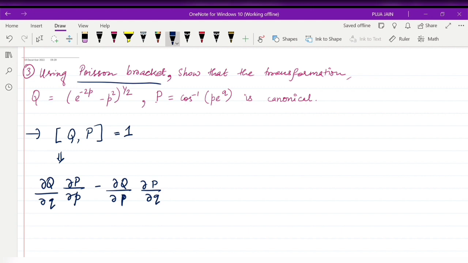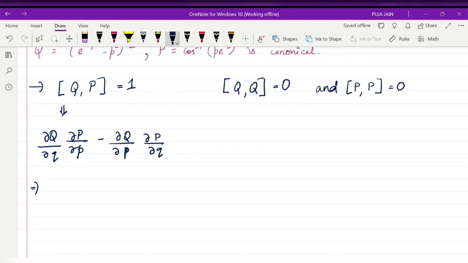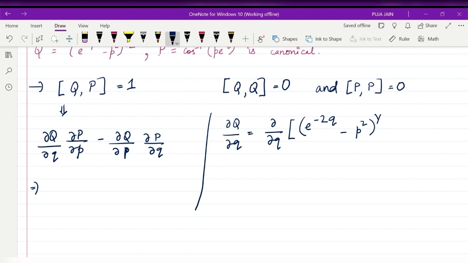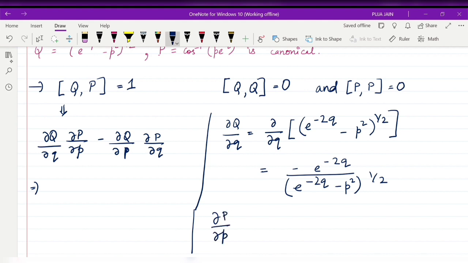Okay. Now what we need to do is just the partial derivatives. Furthermore, we can also show that for the canonical transformation, the bracket of Q comma Q is 0 and P comma P is also 0. Okay, so now we will proceed with this. The expression is given, so first let us find the terms individually. We are getting del Q, where capital Q is given as (e to the power minus 2q minus p square) whole to the power half. So we are going to get (e to the power minus 2q minus p square) to the power half, and here we are going to get minus e to the minus 2q.